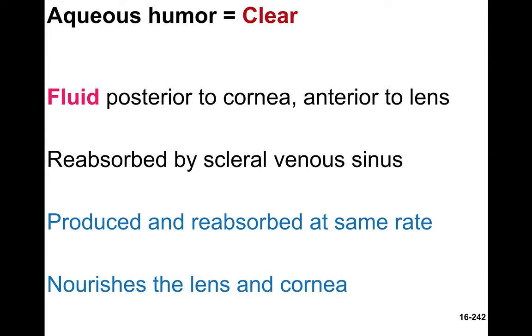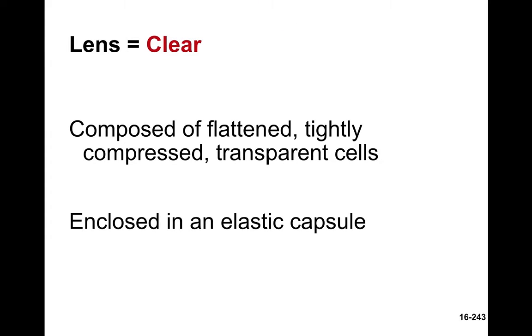The aqueous humor, which is also clear, is a fluid posterior to the cornea but anterior to the lens, and it's going to need to be reabsorbed by the scleral venous sinus. It's produced and reabsorbed at the same rate so that the pressure remains equal, and it nourishes the lens and the cornea. The lens is composed of flattened, tightly compressed, transparent cells that are enclosed in an elastic capsule.